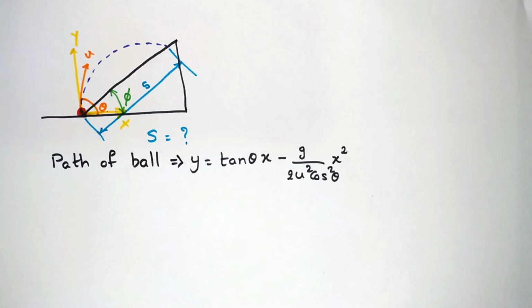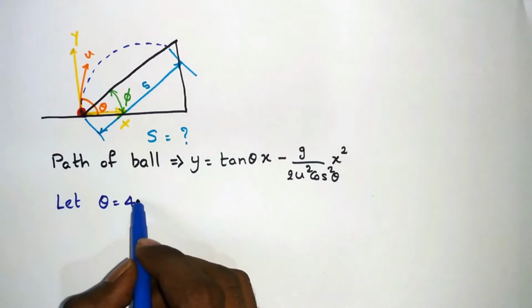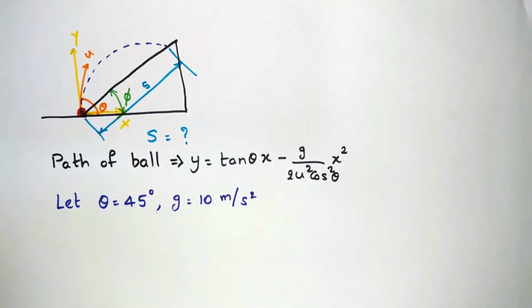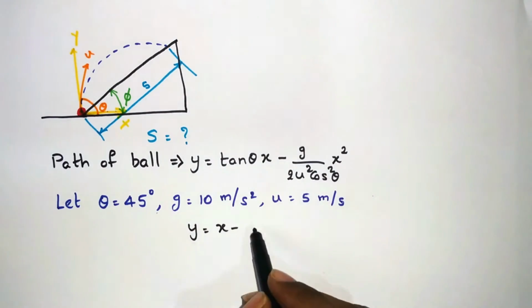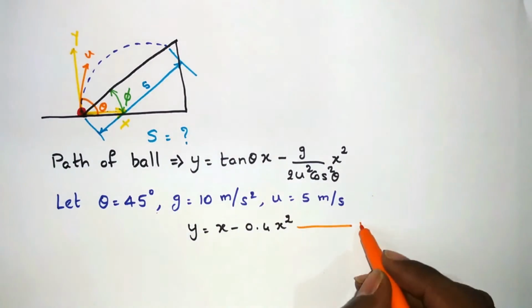So in order to solve this, let's consider some random values to the elevation angle theta, acceleration due to gravity g, and initial velocity u. So we can substitute these values and we can find the equation of the projectile as y equal to x minus 0.4 x square. Let's say it as equation 1.